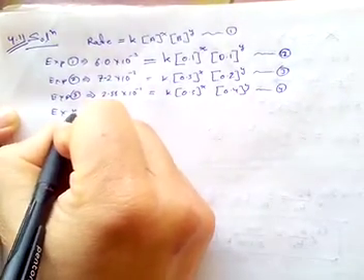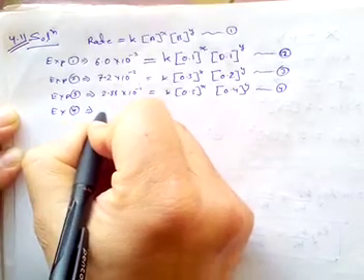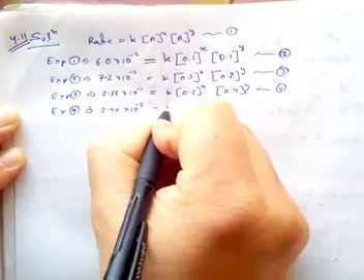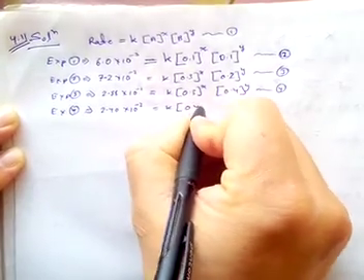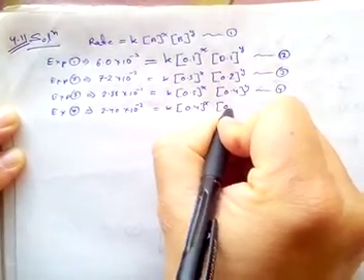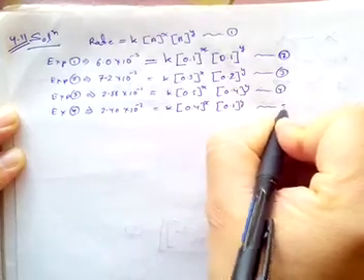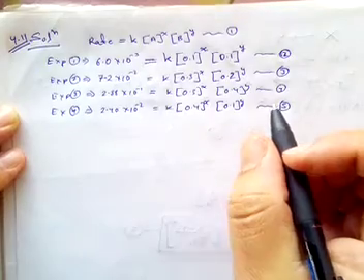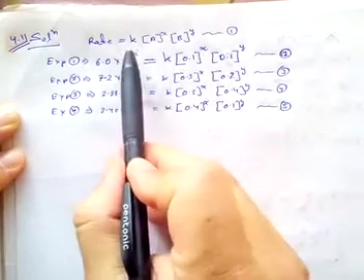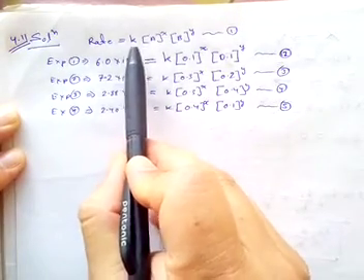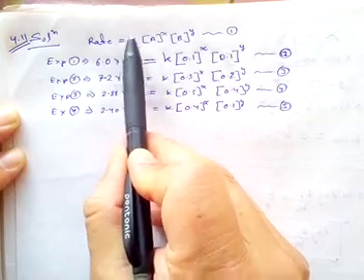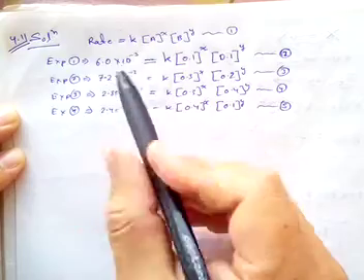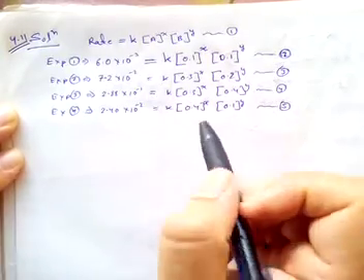Experiment number 4 implies 2.40 into 10 to the power minus 2 is equal to k, 0.4 to the power x, 0.1 to the power y. Equation 5. So according to the question, you have to determine the rate law, that means you have to fill in all these terms. You have to find the rate constant k, and you have to find the values of x and y.